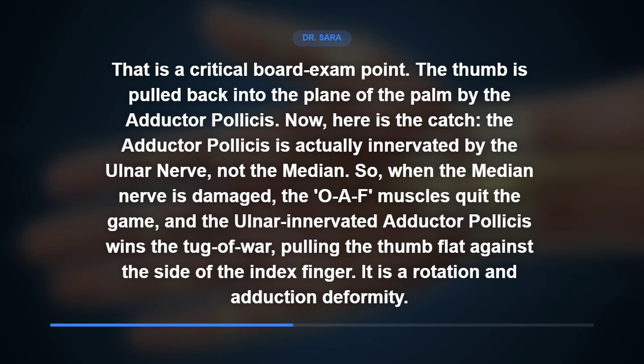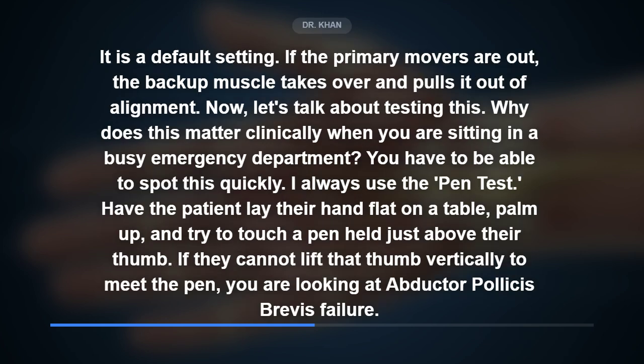The thumb is pulled back into the plane of the palm by the adductor pollicis. Now here's the catch. The adductor pollicis is actually innervated by the ulnar nerve, not the median. So when the median nerve is damaged, the OAF muscles quit the game, and the ulnar innervated adductor pollicis wins the tug of war, pulling the thumb flat against the side of the index finger. It is a rotation and adduction deformity. It's a default setting. If the primary movers are out, the backup muscle takes over and pulls it out of alignment. Now, let's talk about testing this.